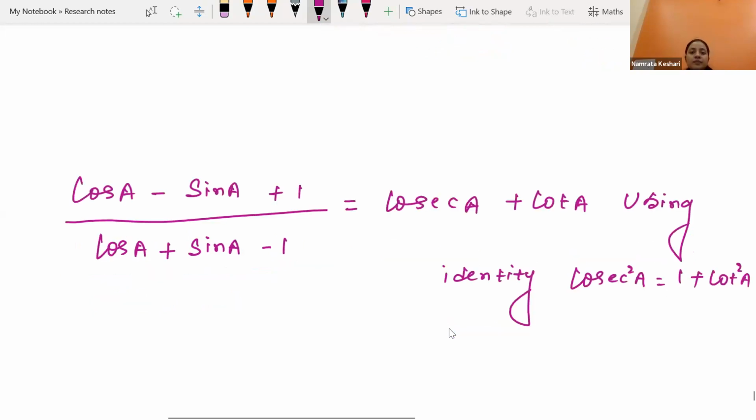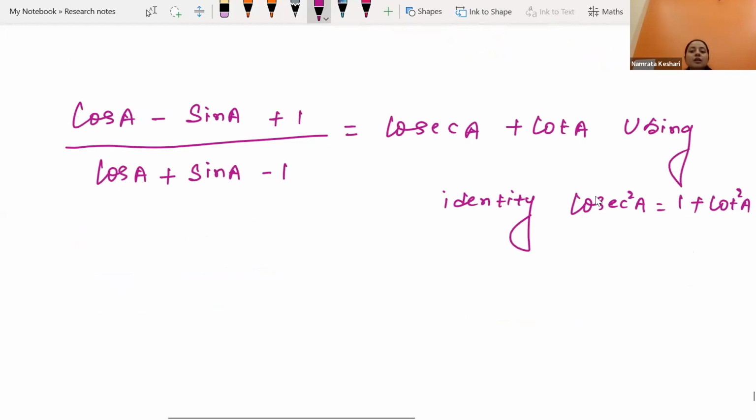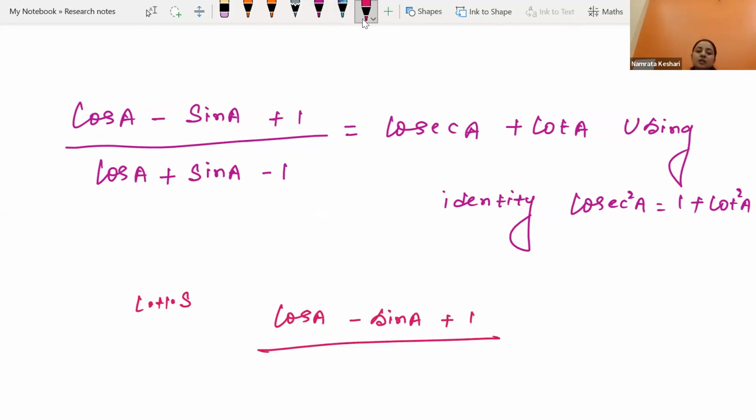If this condition was not given, then we could have thought about doing any simplification or any other way. But since it is given that this identity we need to use, let's pick the left hand side first. Left hand side is cos A minus sin A plus 1 over cos A plus sin A minus 1.